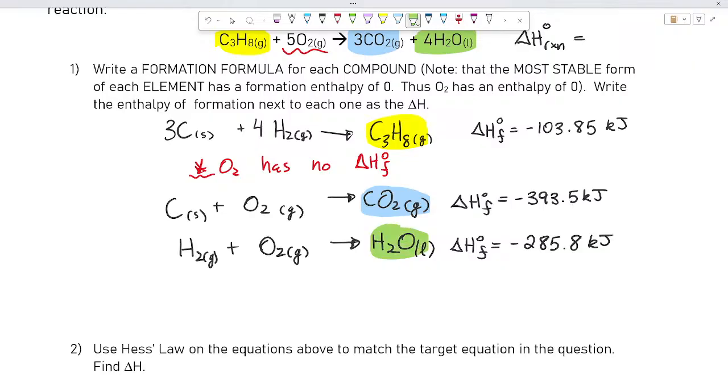Yep, so we have to balance it. And to balance it, what would we have to do? Half an oxygen. Good. Okay.